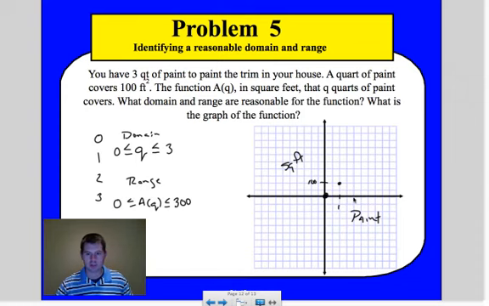I want to label that because I'm counting by different units. At 2 quarts, I get 200, so I can plot that point there at 200. And then 300 if I use 3 quarts. Okay, I better label that to be correct there. 3 quarts, there we go. And there's my line.